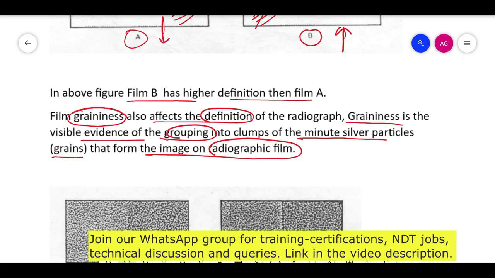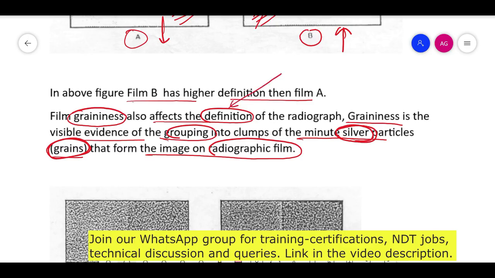So your film is made up of small silver particles, silver bromide, which I discussed earlier. It is called grain. So how is the grouping here? Is this silver bromide particle a large particle or a small particle? Its grouping happens accordingly. So you will get to see the definition according to that.